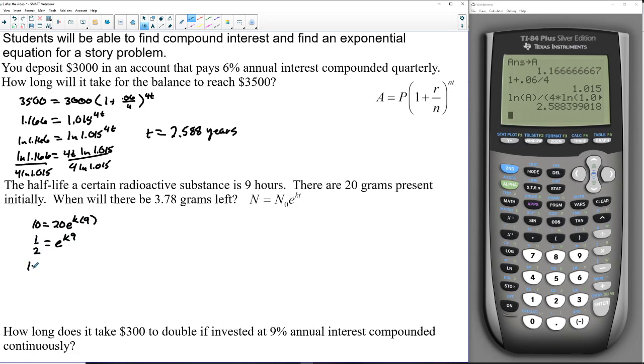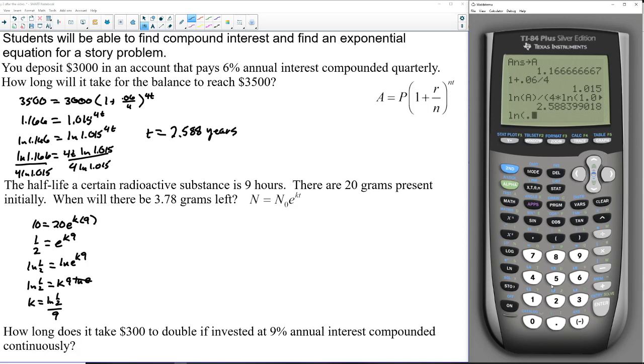Well, let's take the natural log of both sides. The natural log of e, those are inverse functions, so those go away. Natural log of 1/2. We can bring k times 9 down. But the natural log of e is 1. e to the first is e. So now that's gone, and we just divide by 9. So k is the natural log of 1/2 divided by 9.